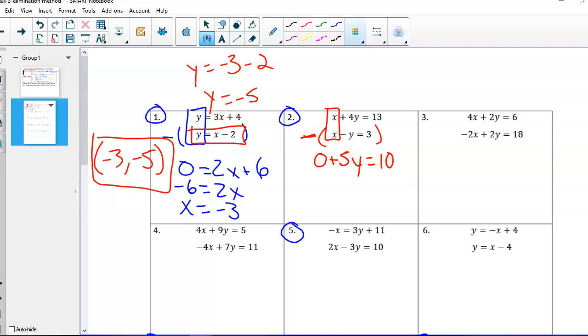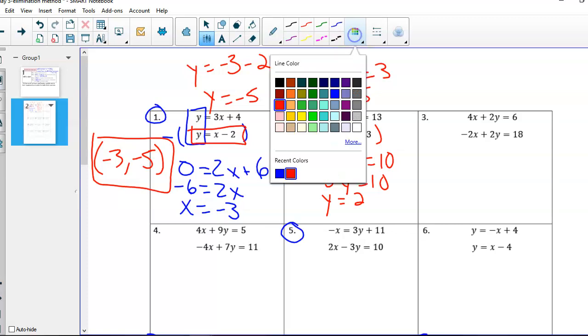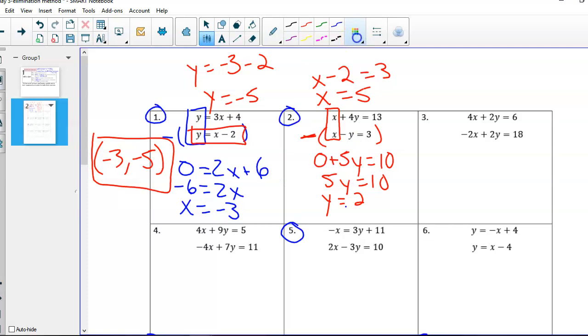Really, I don't need that 0. What is y? 2. Now I can put this back into either one and find x. I'm going to put it in this one. So I would need to add 2 to solve for x. So in this case, x equals 5. So our solution is 5, 2. Even though we found y first, it's still x, y, so don't confuse those.